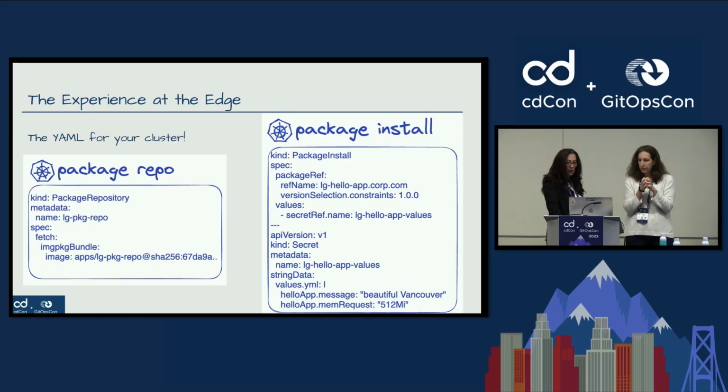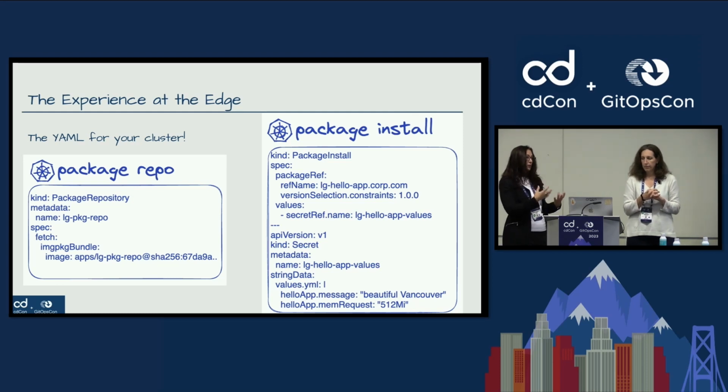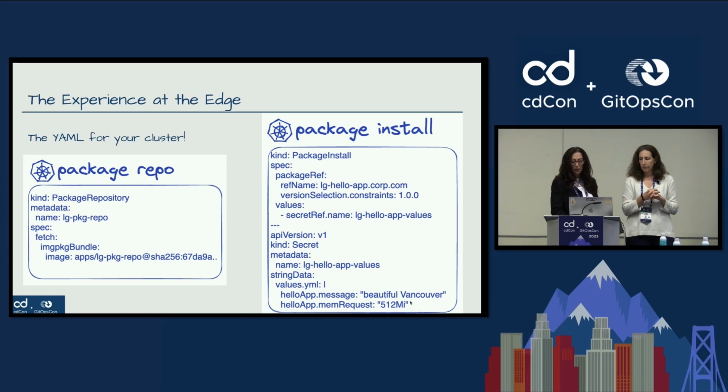Awesome. What is the experience at the edge then? Well, we have 2 resources that we are interested in. One is, what is my repository? And so that's the package repository, and the package install, because I received some kind of configuration, but here I need to customize that configuration. And over here we put just a few simple parameters in terms of values, but we can do more.